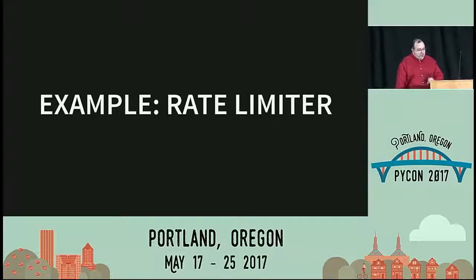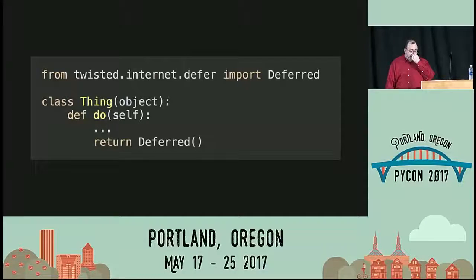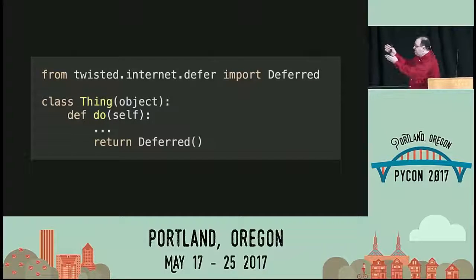So for my example here, I'm going to demonstrate how a simple rate limiter might be tested. Just to start off as clear as possible, we're rate limiting a thing here. So a thing looks like that. It's got a do method. The do method returns a Deferred that fires when the thing is done.